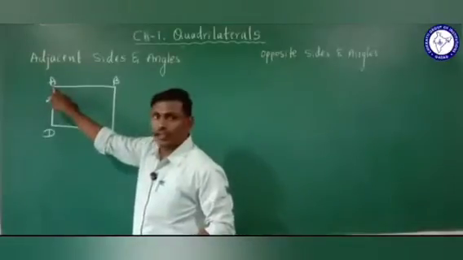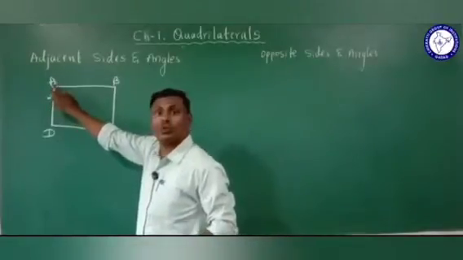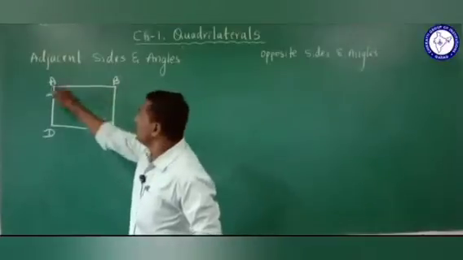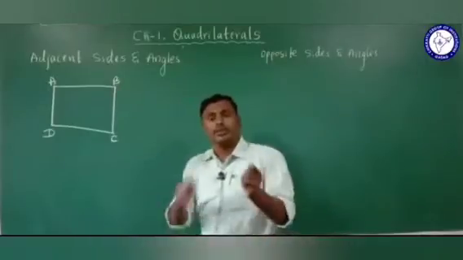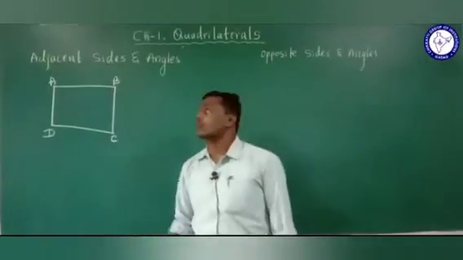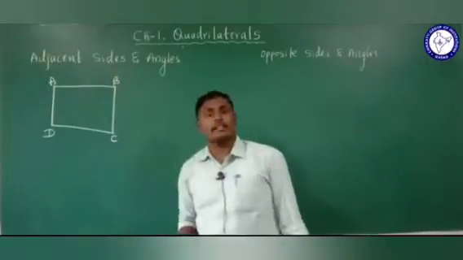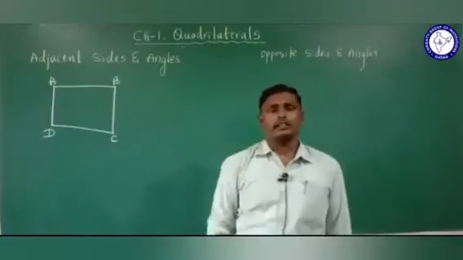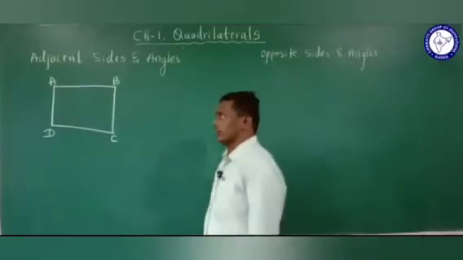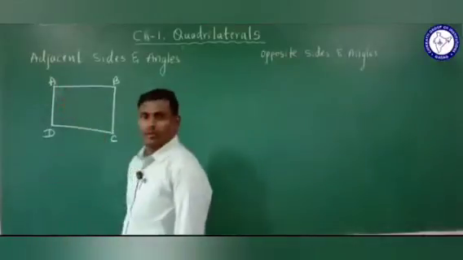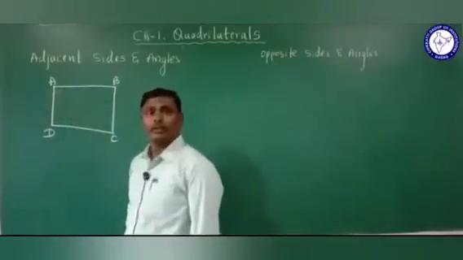A is the vertex. From this vertex, the two line segments are there. AB is the first line segment and AD is the second line segment. So these types of sides are called adjacent sides. So adjacent sides have a common vertex or common angle. Either you can consider it as a common angle or common vertex.